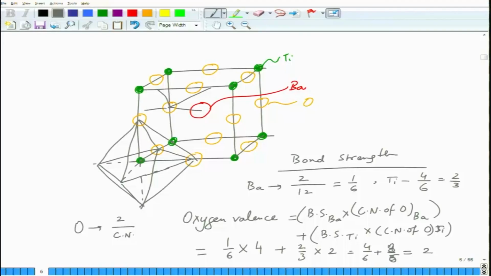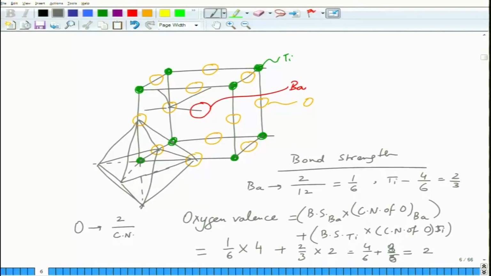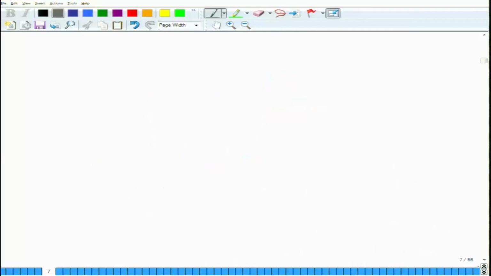So basically the solid is electrically neutral. If you get something other than 2, it means there is something wrong with the coordinations, because the valence of cation and anion must be such that the number of atoms and the way they are arranged make the solid electrically neutral. So each of them has that coordination. So this is the perovskite structure.